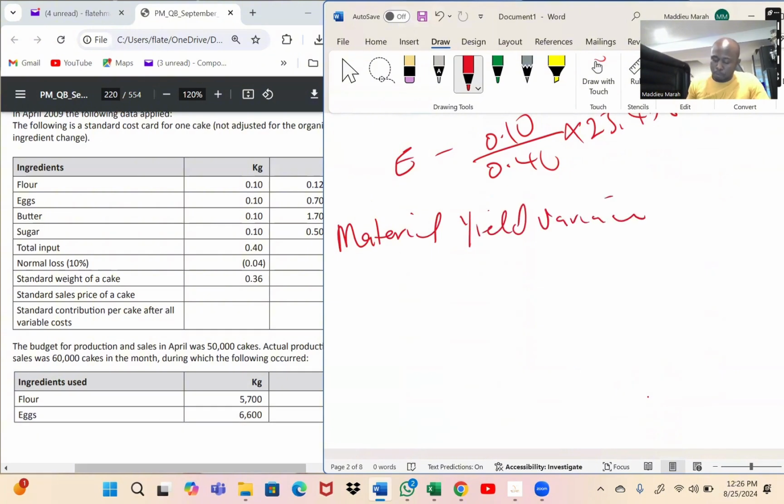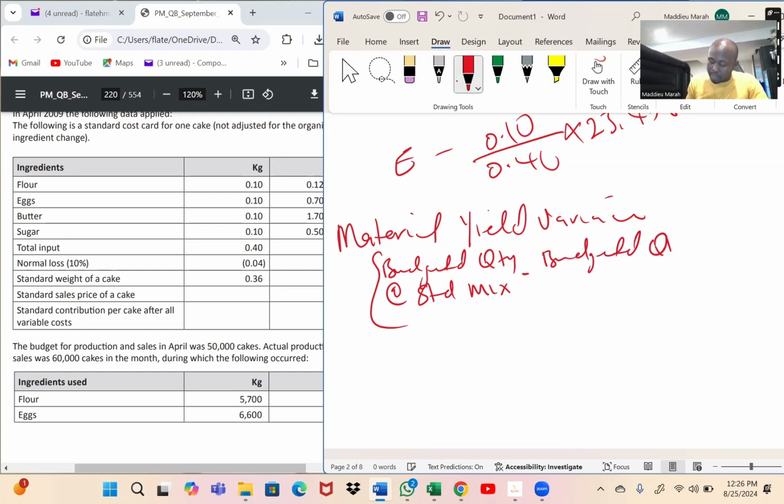Material yield variance. We'll set the formula as projected quantity at actual mix. No, sorry, projected quantity at standard mix, minus projected quantity at actual mix, multiplied by standard price.